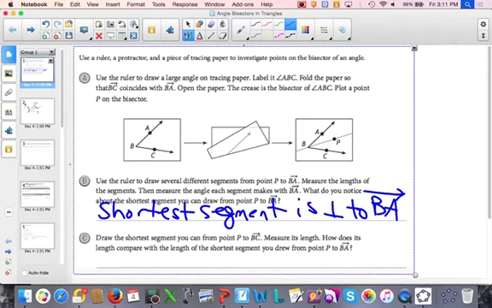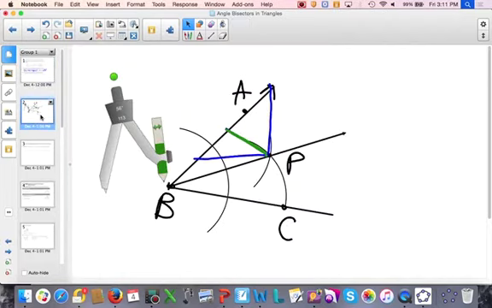Now the shortest segment I can draw from P to BC, measure its length. How does its length compare to the length of the shortest segment I drew from P to BA? Okay, so similar idea. If I draw that perpendicular segment, and again, I'm drawing, I'm not constructing, so my segments aren't perfect, but I hope that you notice that these two segments end up being congruent.